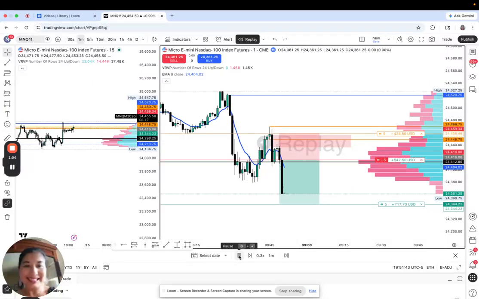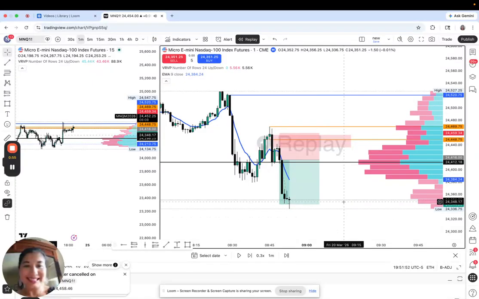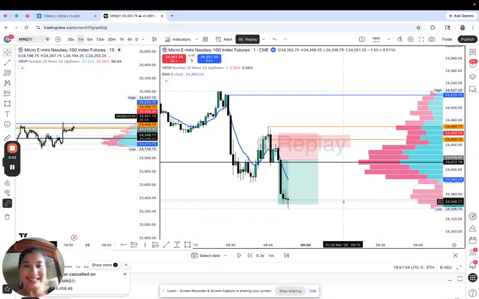A black candle comes down our way, and then, okay, we hit our target, so we win 700 on this trade.